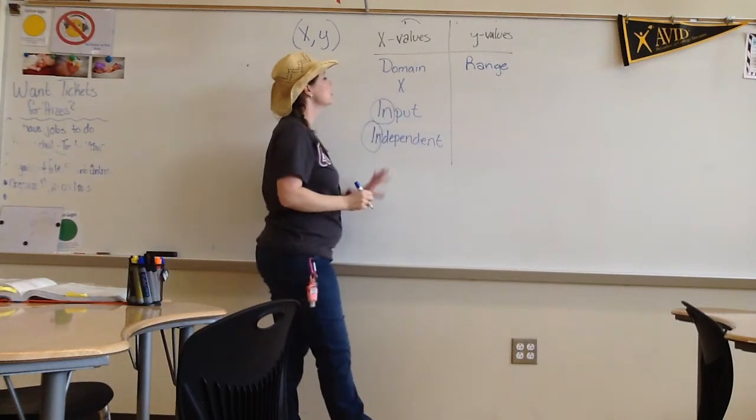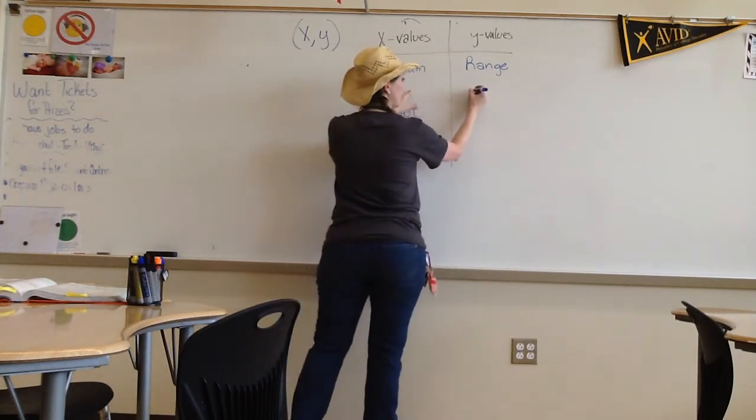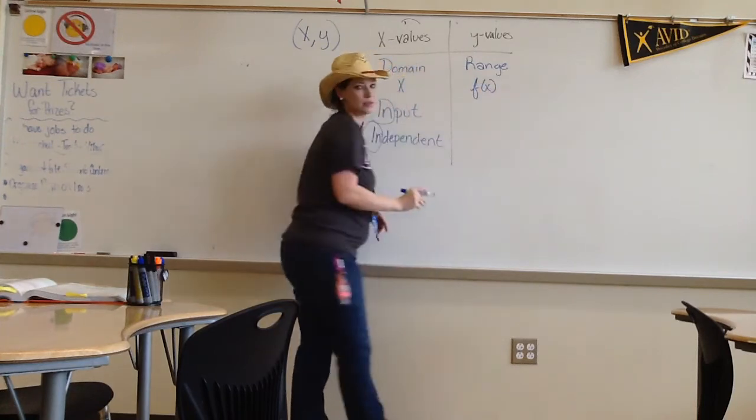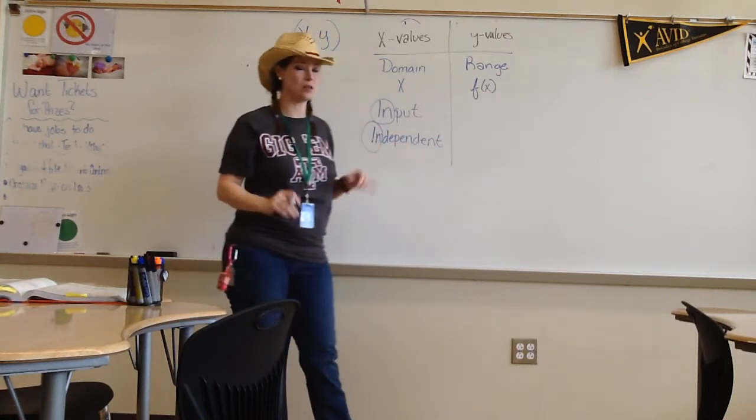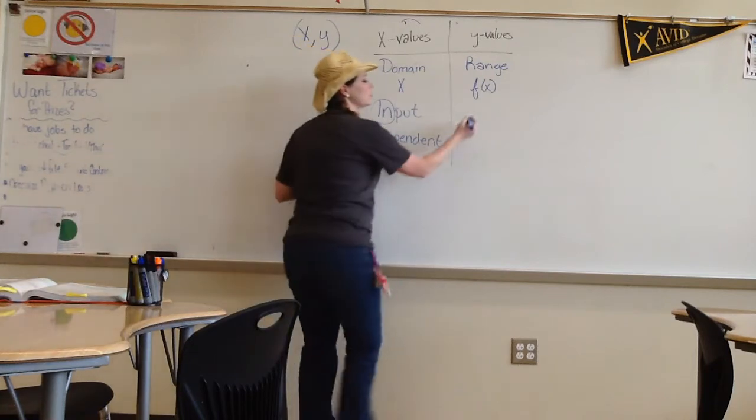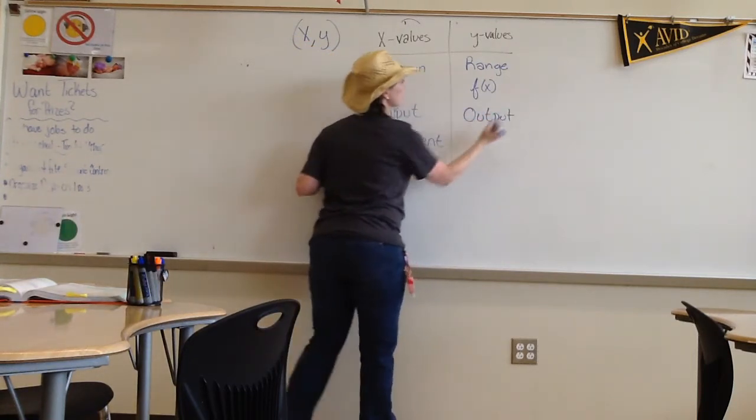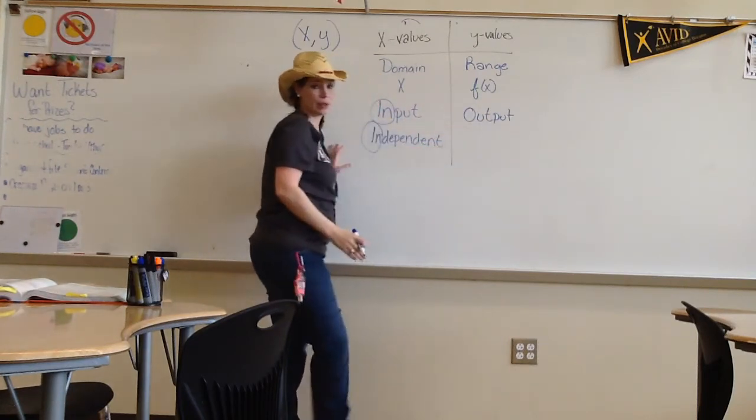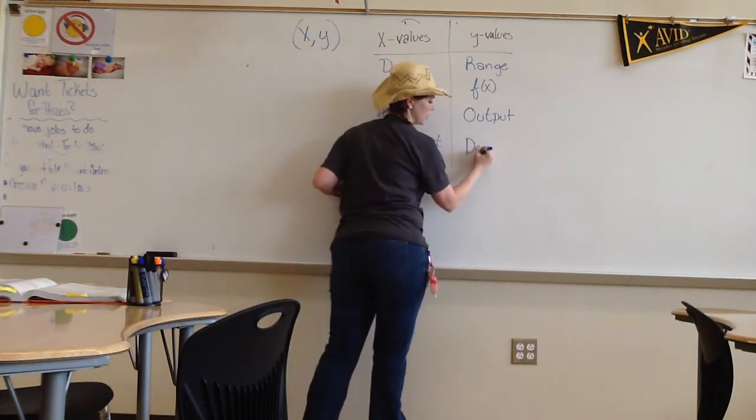Now, when we're calling our x value domain, our y value is known as the range. If we're talking functions, x is x, and our y is f of x, or a function of x, or a function where we've inputted the x value. If x is our input, y is our output. We put in the value of x to get the y out of it. Our independent, and then we have our dependent.